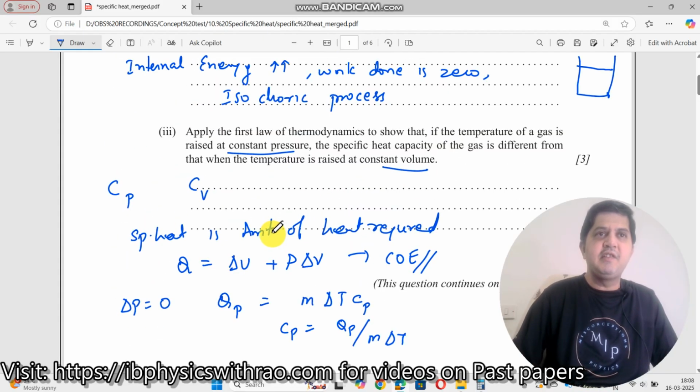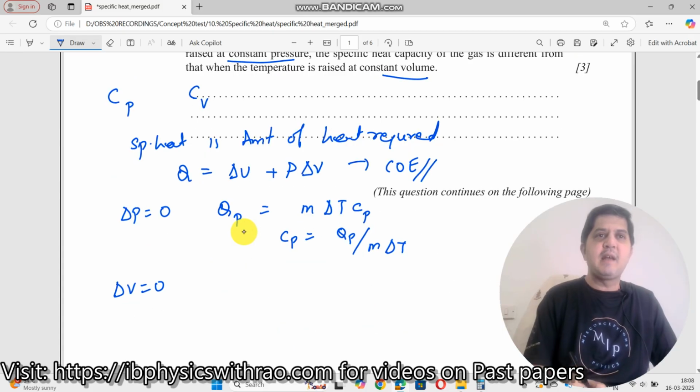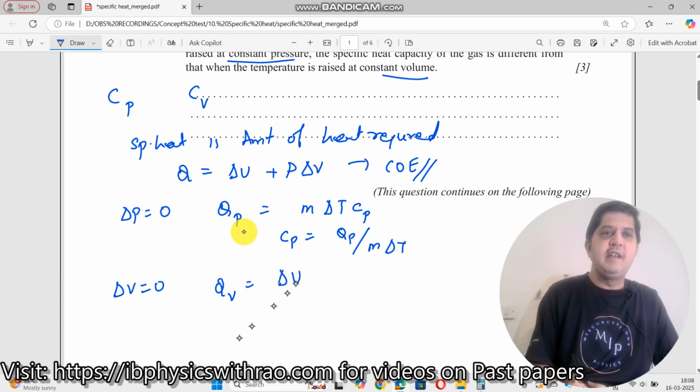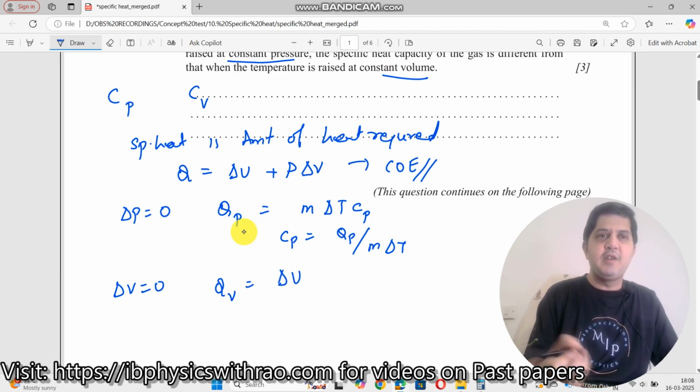Why delta V equal to 0? Look at this, at constant volume. When delta V equal to 0, what happens to this equation? Now Q, let me say Qv, is equal to only delta U, right? This P delta V doesn't come over here. So only delta U. When you say delta U, that means it only raises the temperature. Let me call this temperature delta T1. So once again, I can write this as equal to mass times delta T2 into Cv.